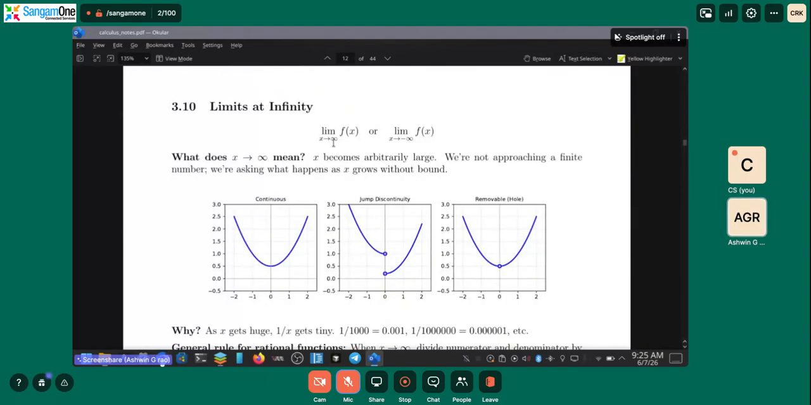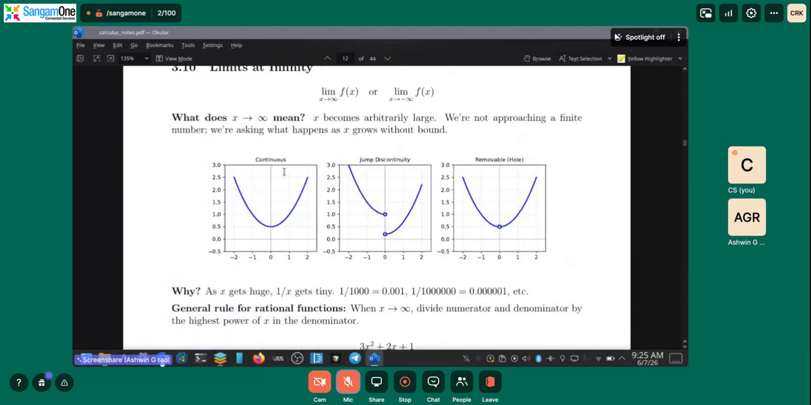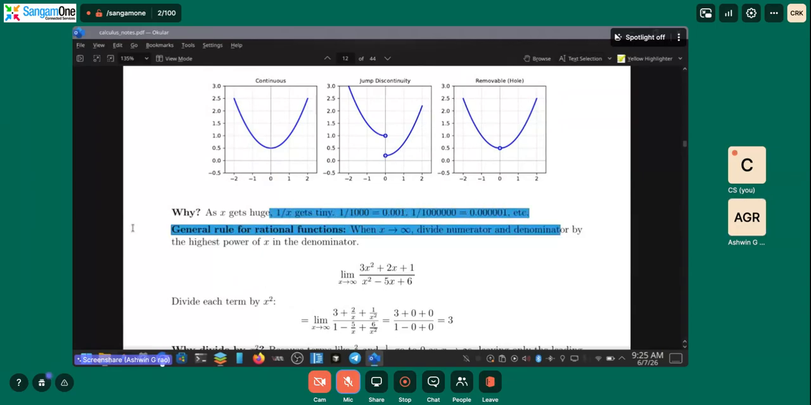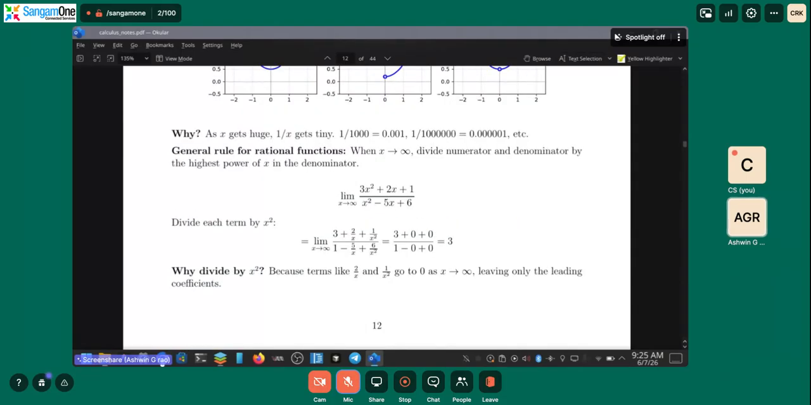Okay, next case is limits at infinity. How do you calculate that? As x gets huge, 1 divided by x gets tiny. 1 divided by 1000 is like this, etc. The general rule for a rational function is to divide numerator and denominator by the highest power of x in the denominator. Here, the highest power in this problem is x square. So we are dividing by it. When divided, we will get this expression.